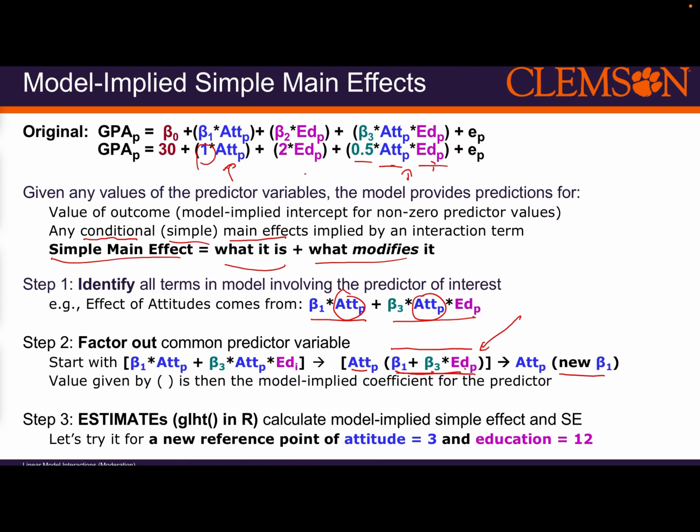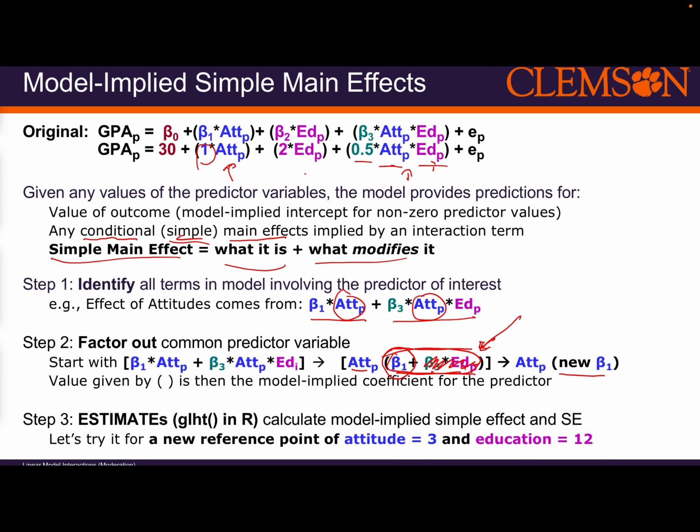Okay, so this new term in the parentheses is the new slope of the predictor at a given value of education. See, the slope is conditional upon the other predictor. So why we call this a simple main effect is if that predictor is 0, this term goes away and we're left with simply beta 1. I hate the word simple because none of this is simple, but that's what it's called. Okay.